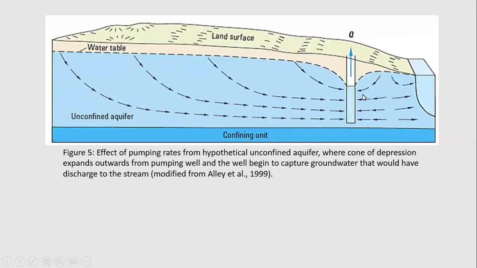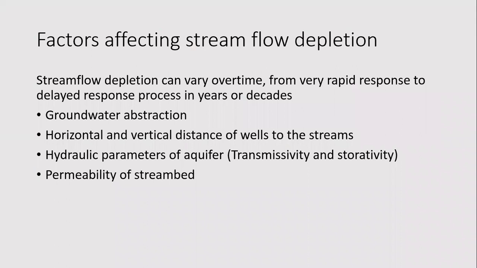So once you pump water, you have your cone of depression that will be extending outwards from the pumping well, and the well will capture groundwater that would have been supposed to be discharged to the stream. Eventually you will tamper with the stream, and the stream will be depleted. So one might ask, what are the factors that affect stream flow depletion?